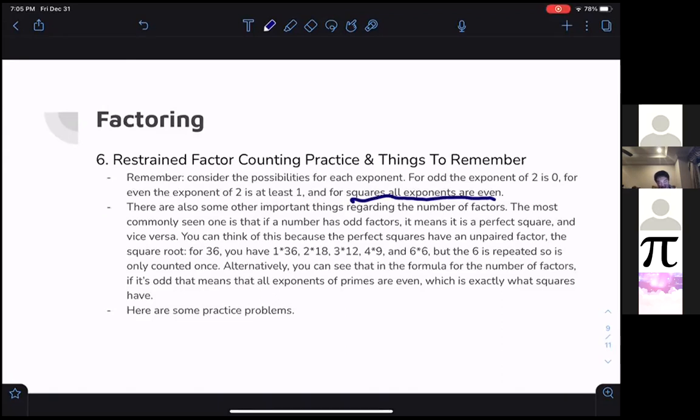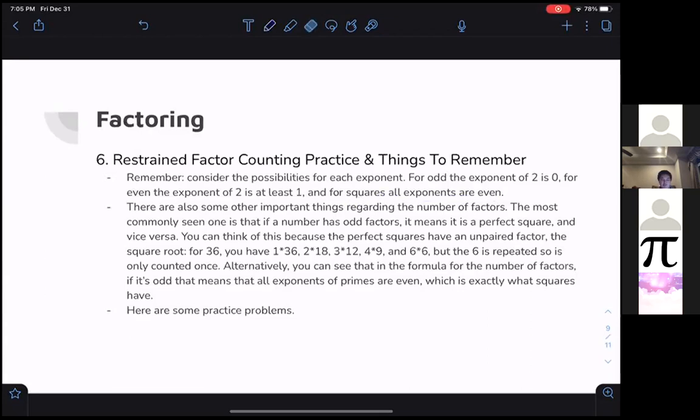There are also other important things regarding the number of factors. Note that the exponents in a perfect square are all even, so it will have an odd number of factors, because you're adding 1 to all of these even numbers, then multiplying them. That's just a product of a bunch of odd numbers. And you could see that otherwise there will be some exponent that's odd, not making it a perfect square, that'll make the answer even.